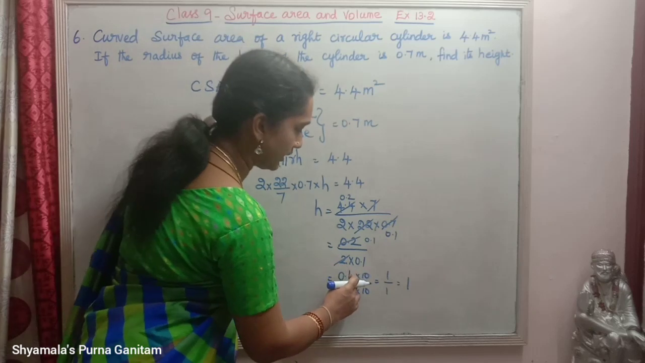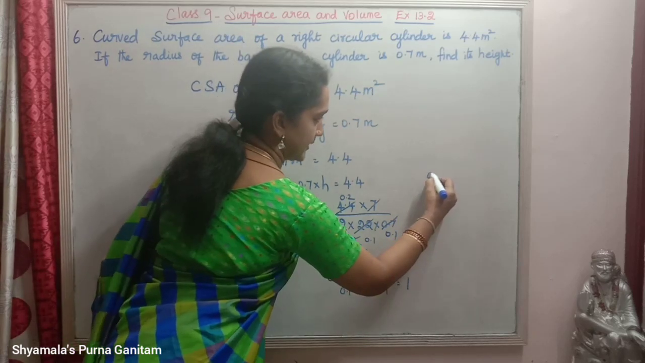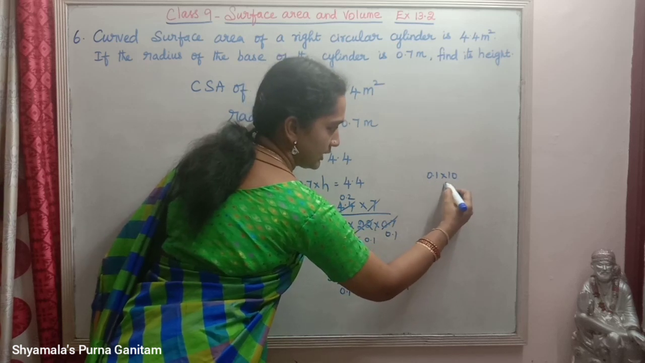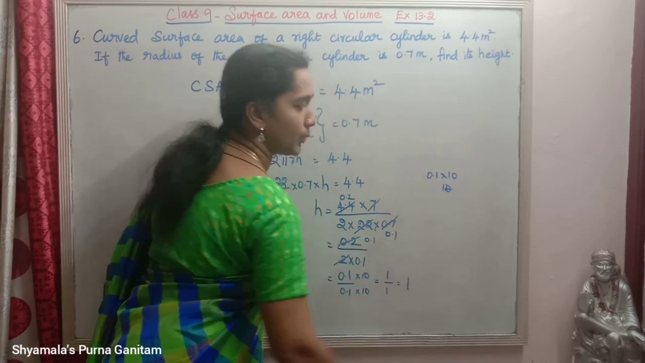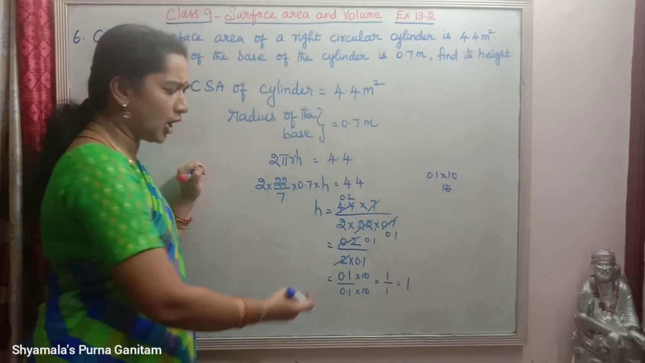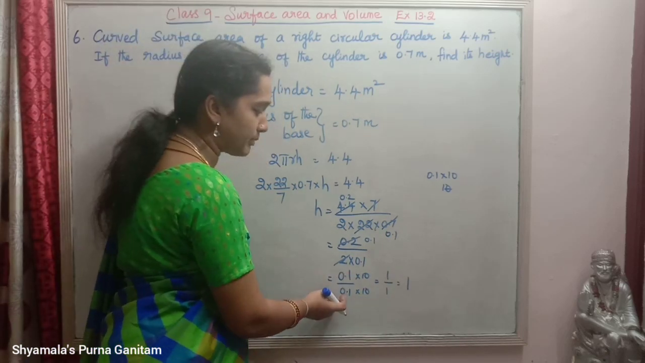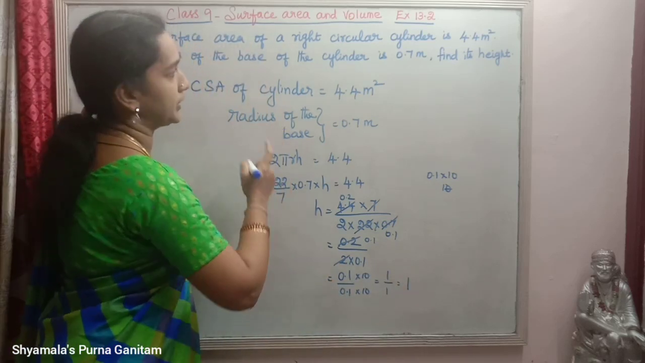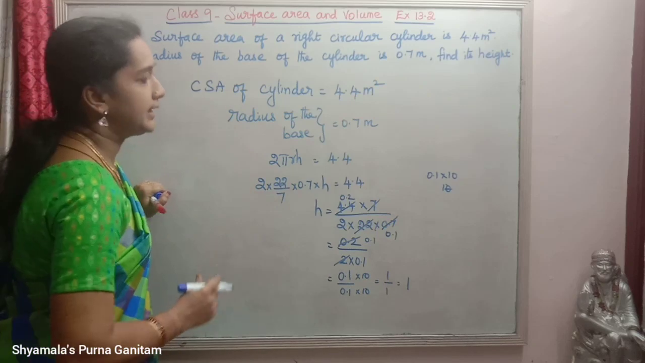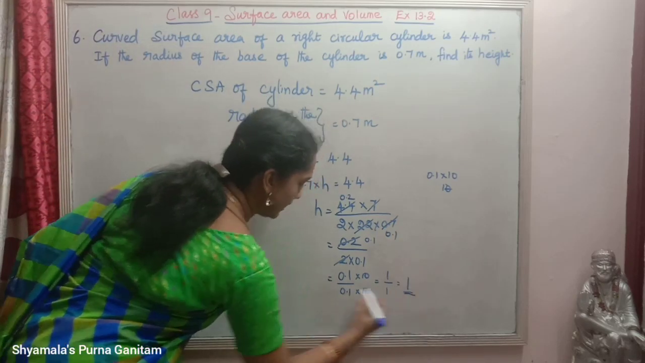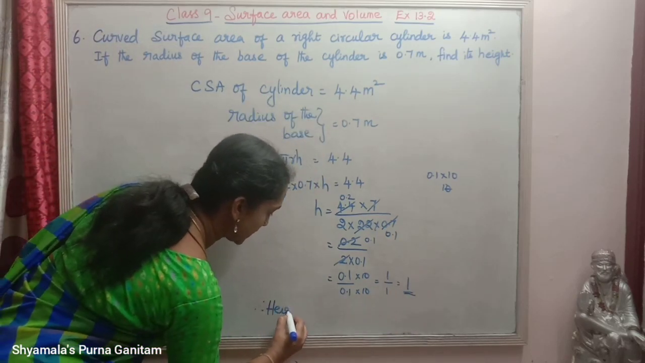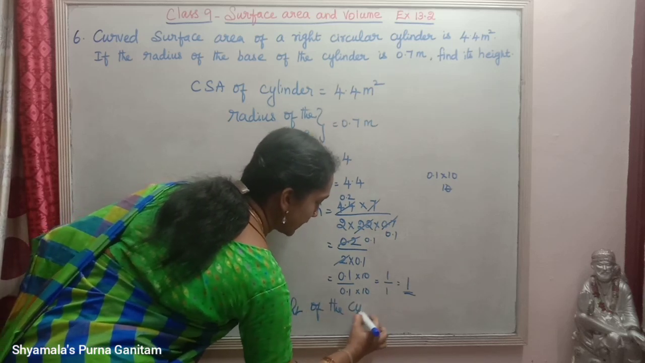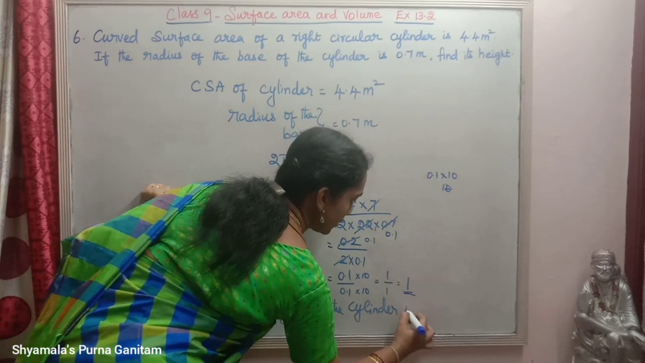When we multiply this by 10, 0.1 into 10 becomes 1 into 10 is 10. After one decimal point, the 0 will be removed. So 1 by 1, or directly you can do 0.1 by 0.1. When we simplify it, we will get 1. So the height of the cylinder is 1 meter.